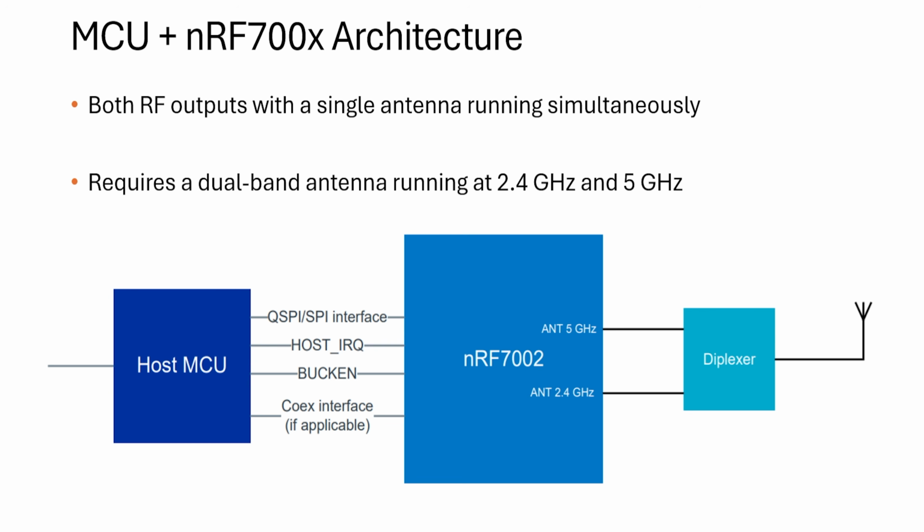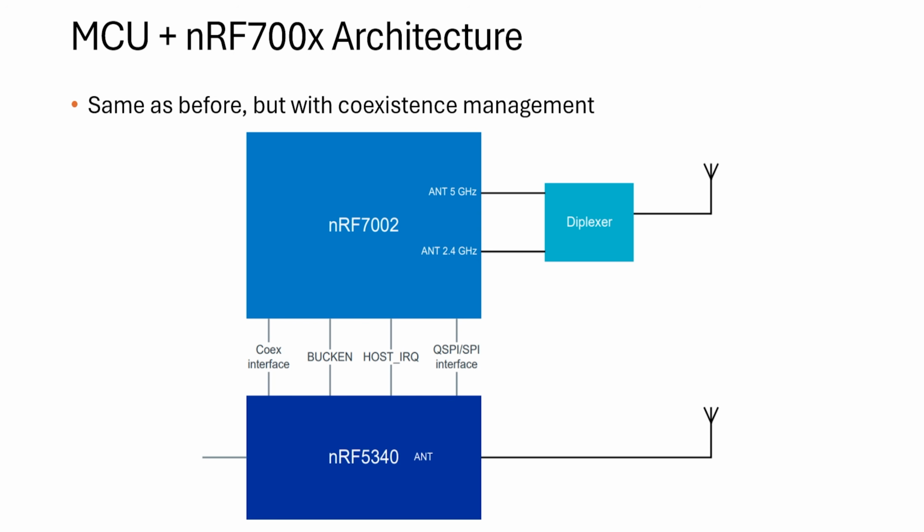And this has to be a dual band antenna that's capable of broadcasting and receiving at both of these frequencies. Now, what if we have another chip that also wants to broadcast at one of these frequencies? Well, here, for example, we can implement time division multiplexing if our microcontroller also has an antenna interface like you see here. So here's an example with the NRF 5340. And the NRF 5340 also has an RF interface, which is typical of most of the NRF series microcontrollers, and it can broadcast and receive on its own antenna.